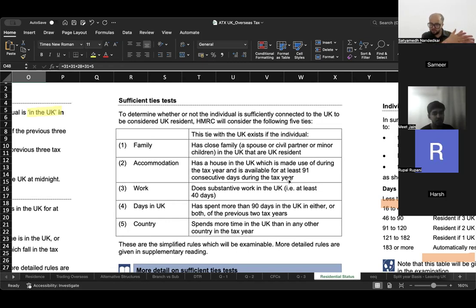So you need a house in the UK which is made use of and for at least 91 days it is available during the tax year. या फिर you are doing substantive work in the UK, you are there for at least 40 days. ठीक है, या फिर days in the UK वाला कंडीशन है, has spent more than 90 days in the UK in either or both of the previous 2 tax years, या फिर you spend more time in the UK than in any other country during the tax year. These 5 are your sufficient ties.